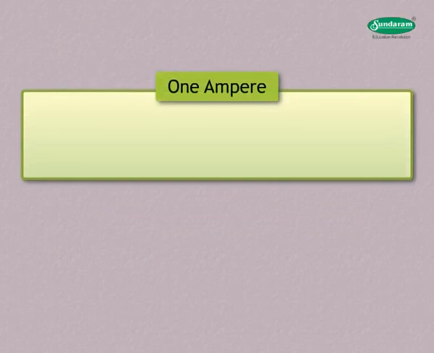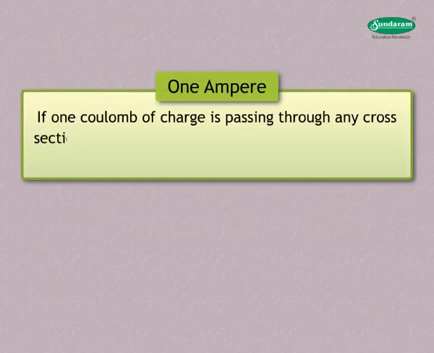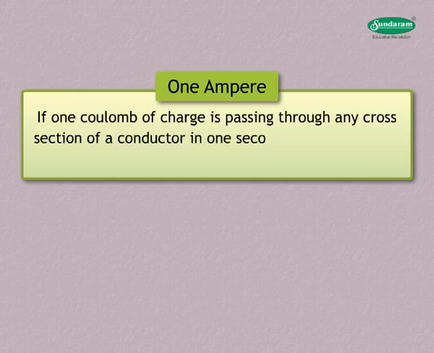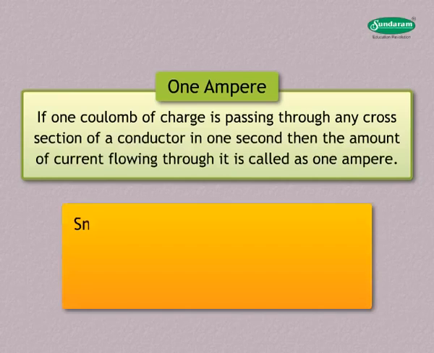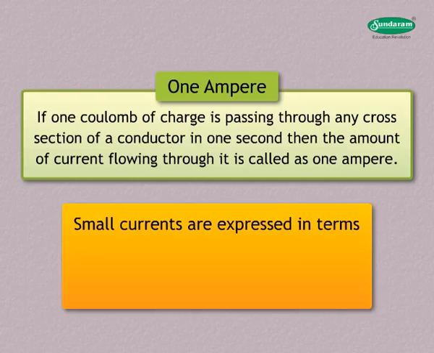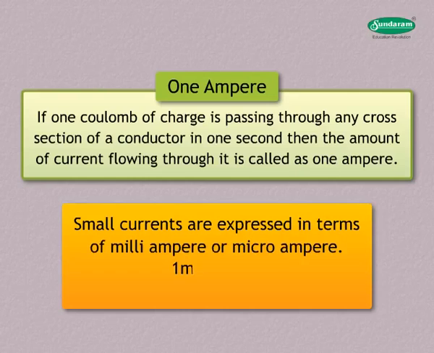1 ampere. If 1 coulomb of charge is passing through any cross-section of a conductor in 1 second, then the amount of current flowing through it is called 1 ampere. Small currents are expressed in terms of milliampere or microampere. 1 milliampere is equal to 10^-3 ampere. 1 microampere is equal to 10^-6 ampere.